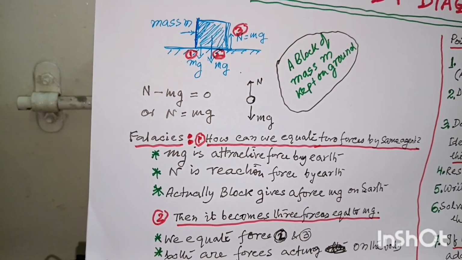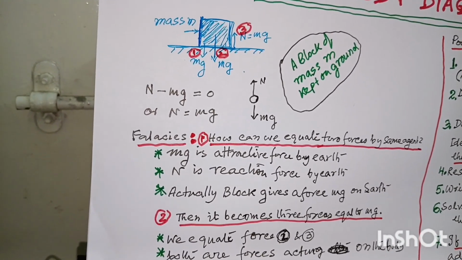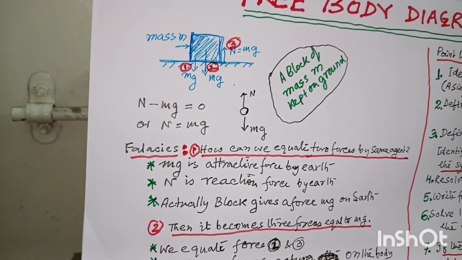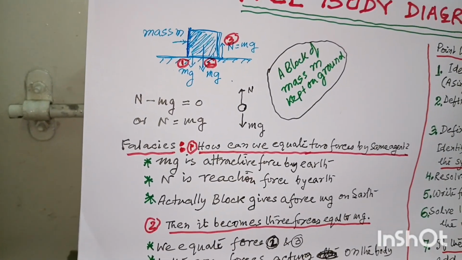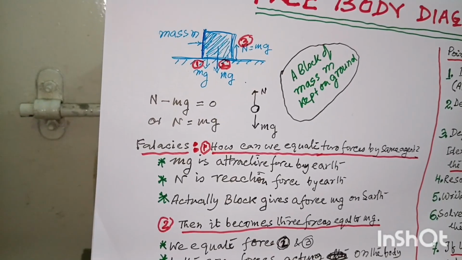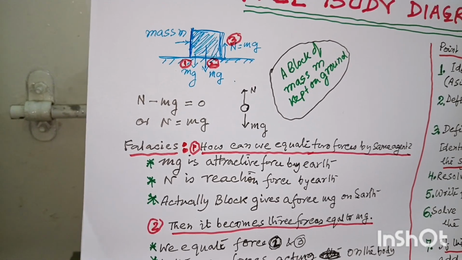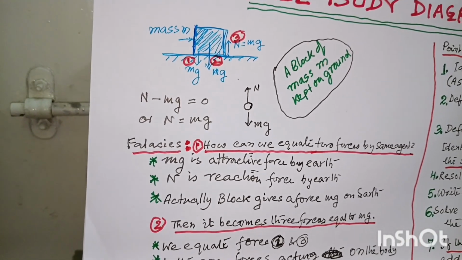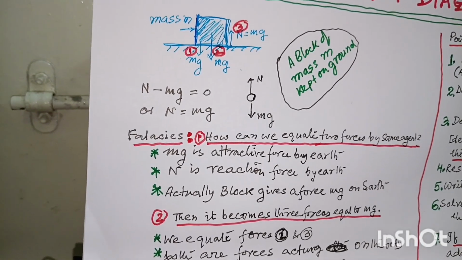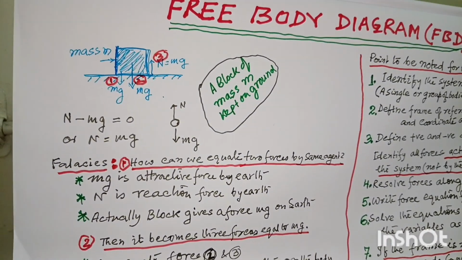We take forces 2 and 3 because these two forces are actually the forces acting on the block. But force number 1 is the force given by the block on the earth. So we will not take the force given by the object, but we will take the force applied on the object. So we will take 2 and 3. These two are N and mg in opposite direction. So our equation is correct, but we have to understand the underlying fallacy.